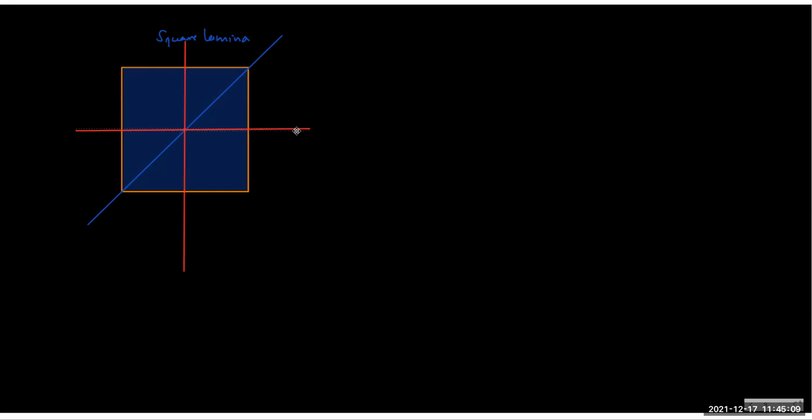So now the formula that we just derived could be very helpful in solving questions like a square sheet. So what is the moment of inertia of a square lamina about this axis? And we'll see something interesting. Let's take the side length as A.